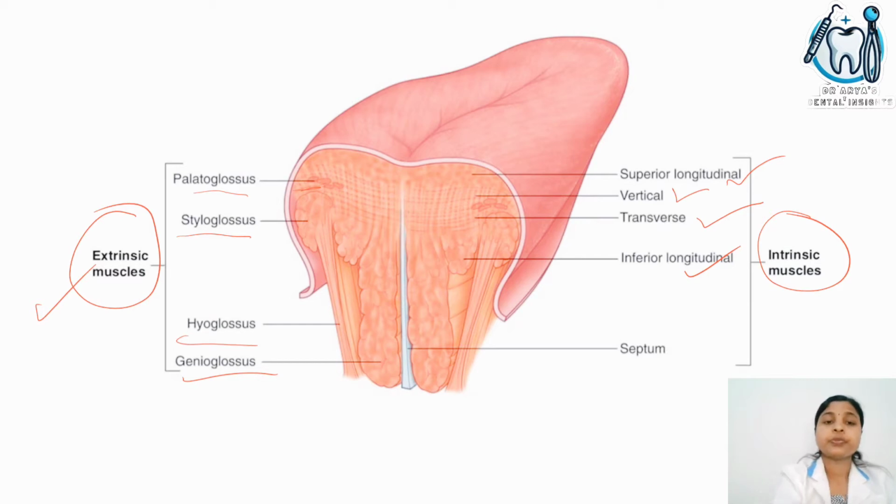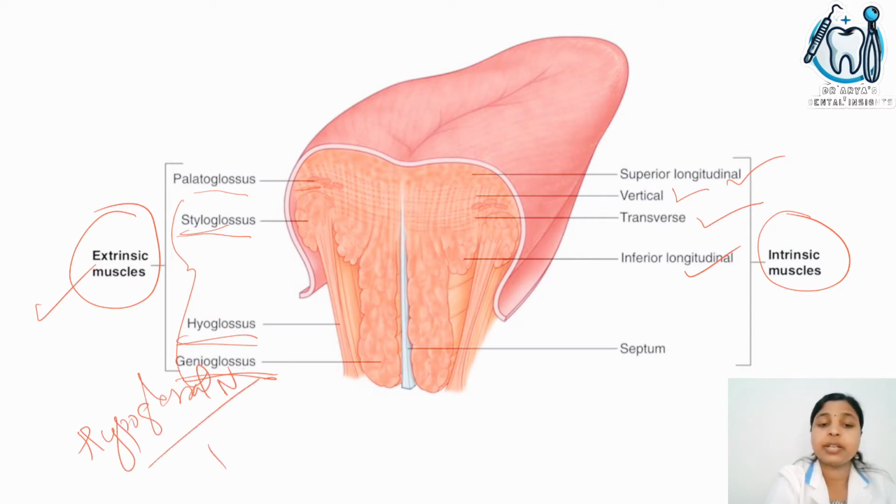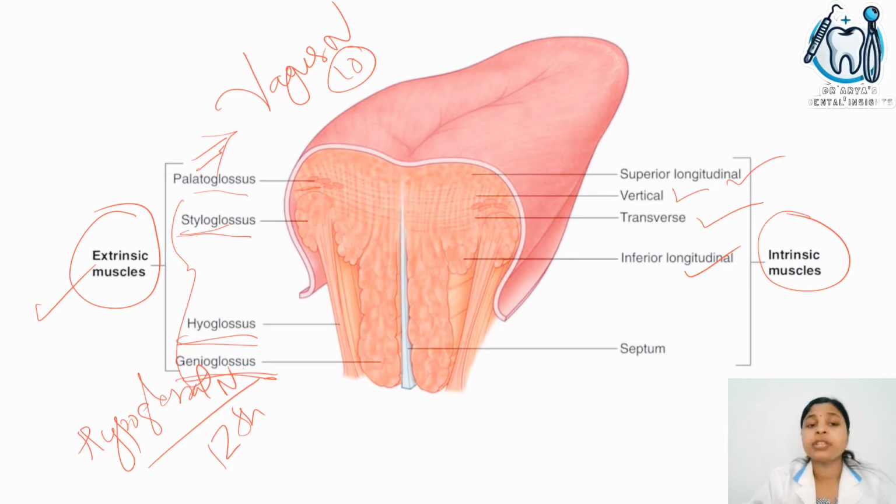The muscles styloglossus, hyoglossus and genioglossus are supplied by the hypoglossal nerve. Which one is the hypoglossal nerve? The 12th cranial nerve is the hypoglossal. But palatoglossus is supplied by the vagus nerve. Which one is that? The 10th cranial nerve. So all the muscles of the tongue are supplied by the hypoglossal nerve except palatoglossus, which is supplied by the vagus, the 10th cranial nerve.